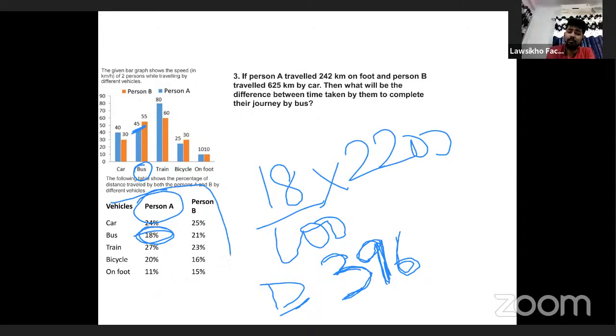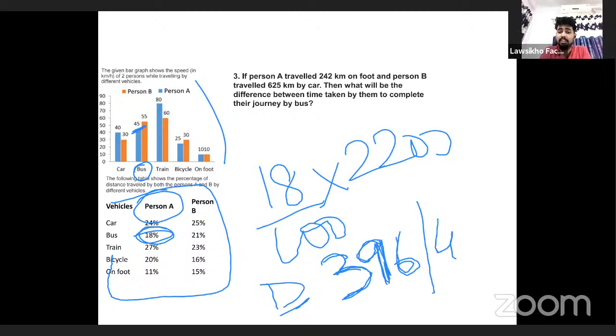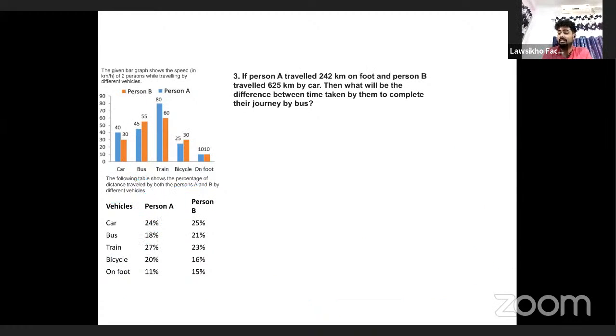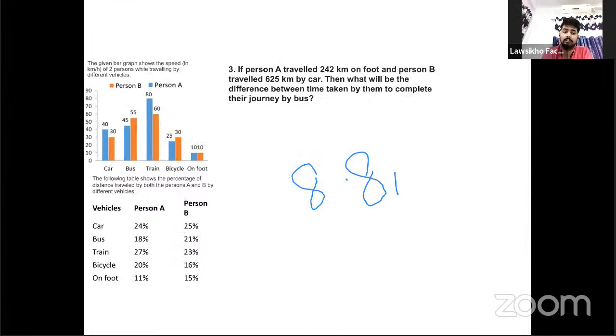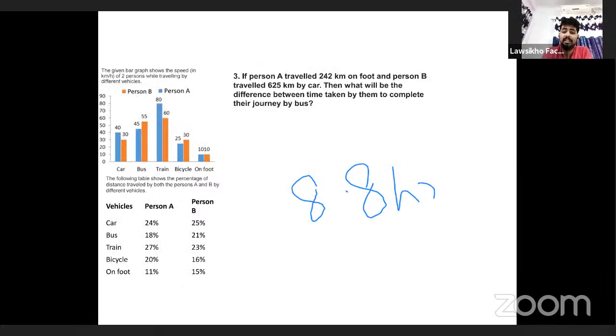Again, we are done with this part of data for person A, and then we shift to this graph because it has the second component which we need, which is the speed of person A via bus, which is 396 upon 45. Time is nothing but distance upon speed. So this is distance and this is speed. So it is nothing but somewhere around 8.8 hours. It is 8.8 hours for person A. And similarly, we'll do the similar thing with person B. Note these data down.